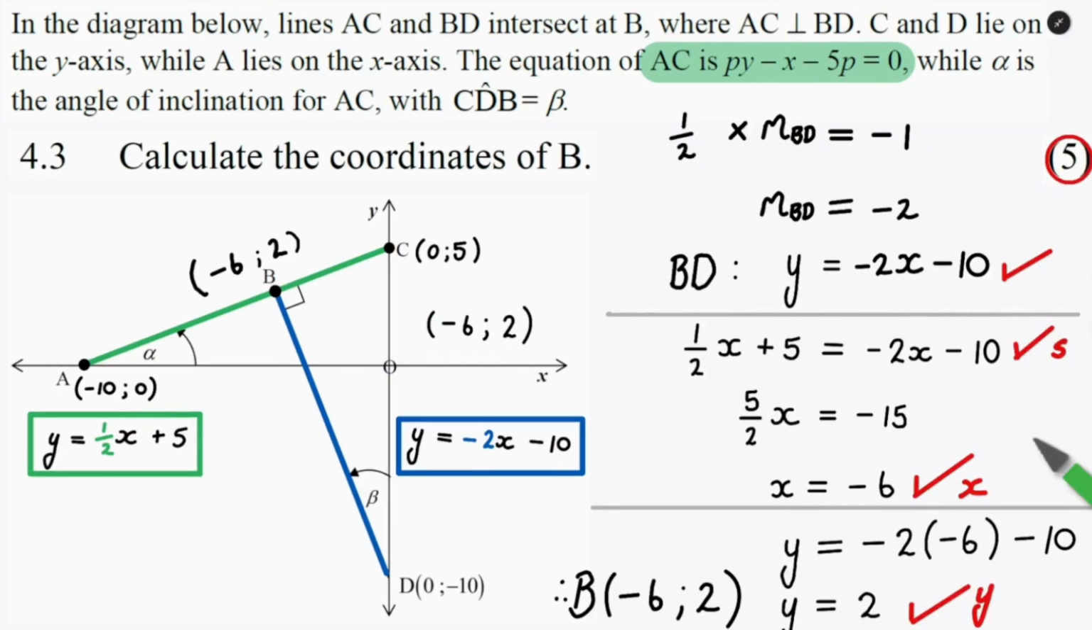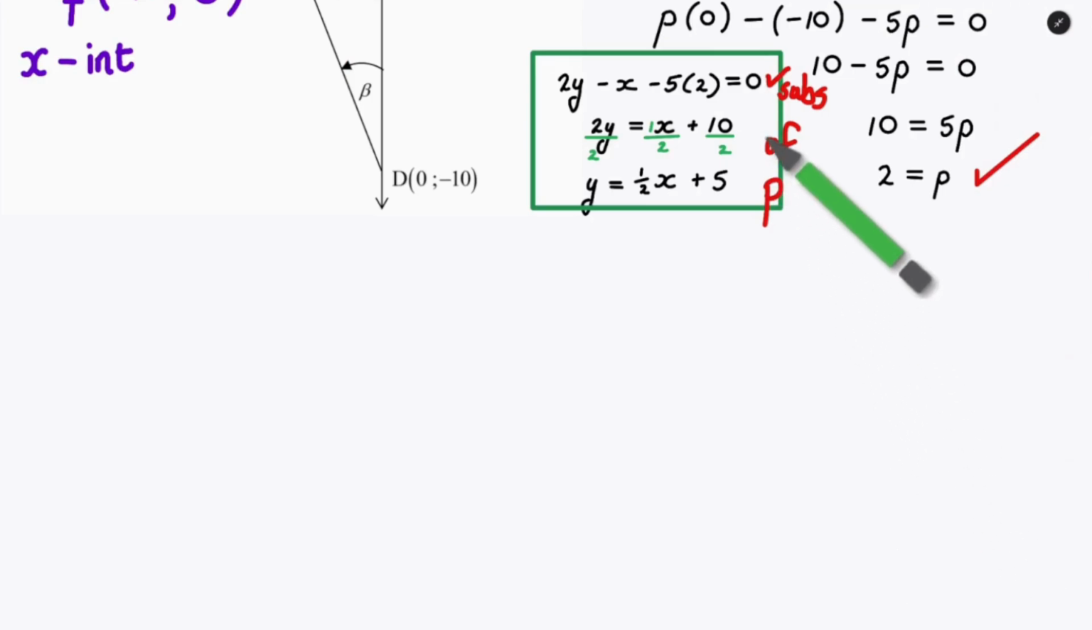In this question, you get 4 marks from the following steps: the equation of BD, the substitution, the x and the y value, and the 5th mark will come from this step that we did previously, where we put p in here to get the equation of our green line.